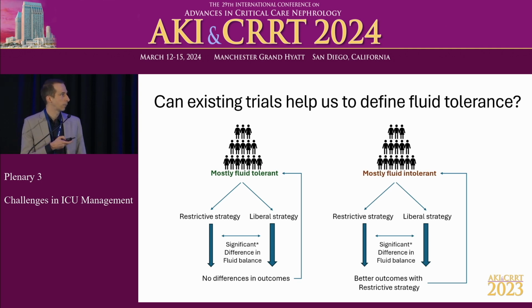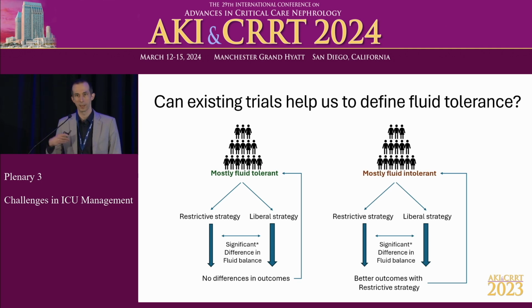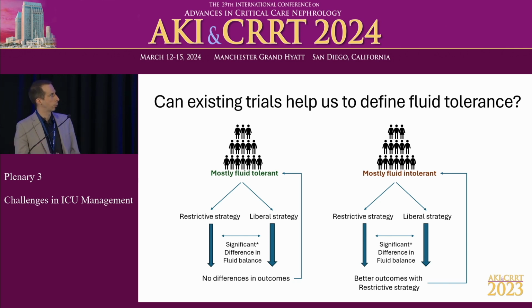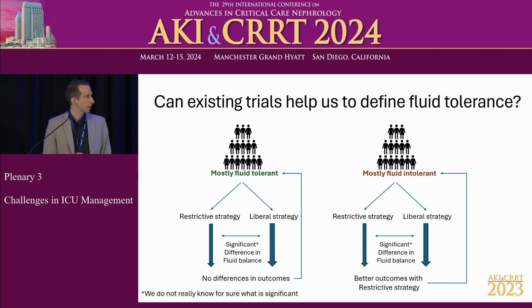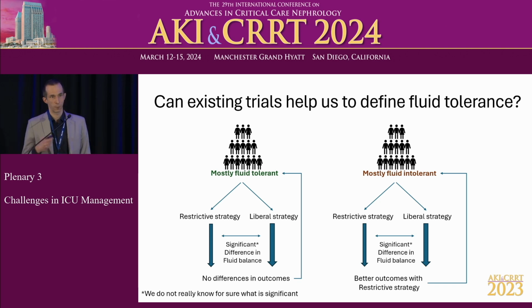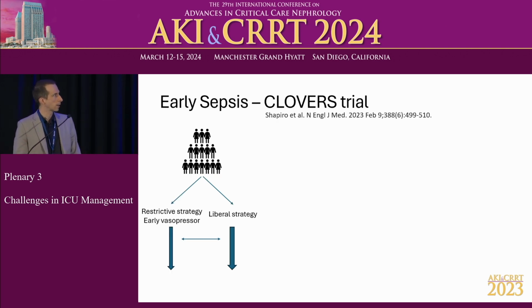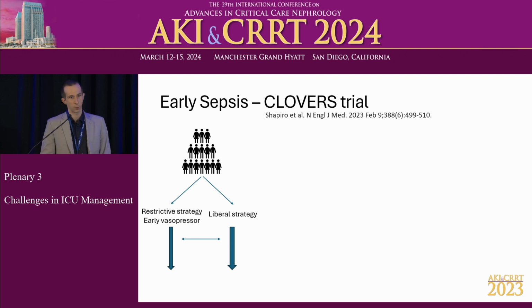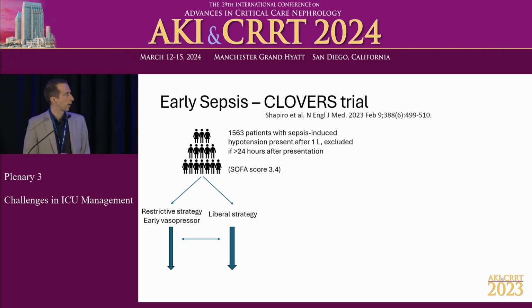But if there is a difference in clinical outcomes, then we can infer that within this population, people are mostly fluid intolerant. So let's go see several examples of these types of trials. The first one is a really recent one, the CLOVERS trial, where patients at the first stage of sepsis, mostly in the emergency department, were randomized to an early vasopressor strategy compared to a liberal fluid strategy.